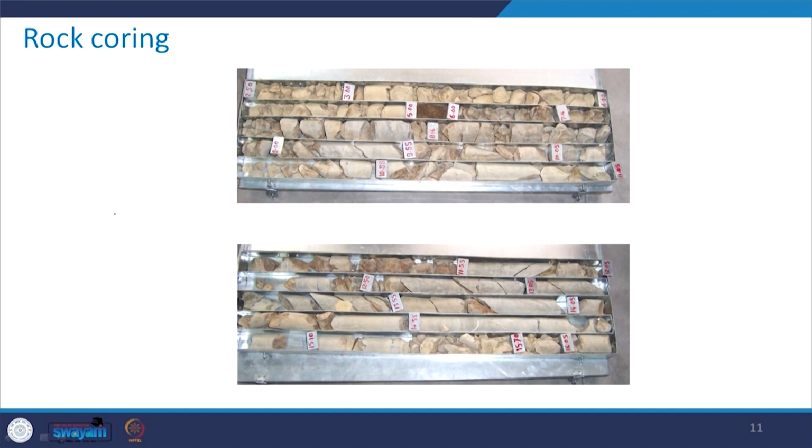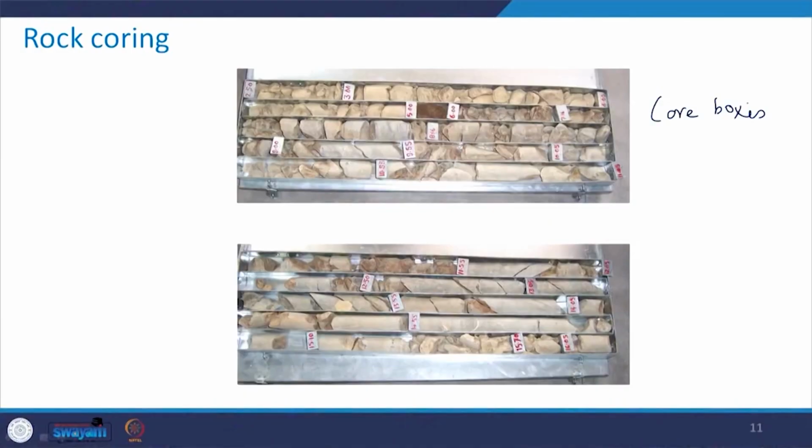You start from the ground surface, that means at a 0 level. Keep on coring, and whatever material you extract depth wise, keep on arranging that material depth wise only in these core boxes. So, these are called core boxes. We requested them to make them using aluminum, but earlier they used to use wooden boxes, but then these are more safe.